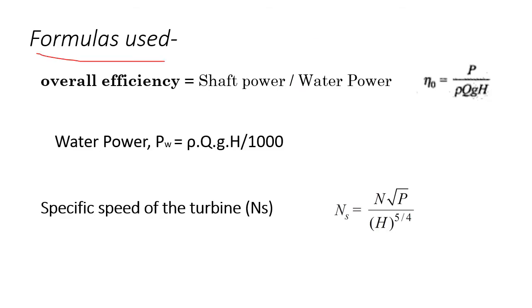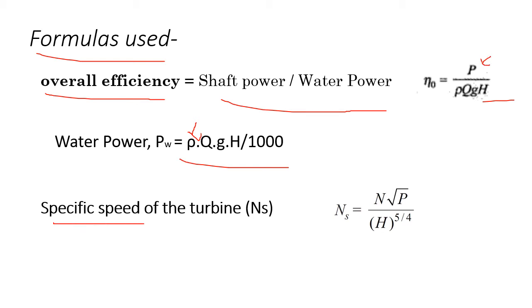Formulas for this question: overall efficiency equal to shaft power divided by water power, equal to P upon rho QGH, and water power is equal to rho QGH divided by 1000, where rho is the density of the water, and in the overall efficiency formula P is the shaft power. Another formula we use is specific speed of the turbine equal to N under root P divided by H to the power 5 by 4.